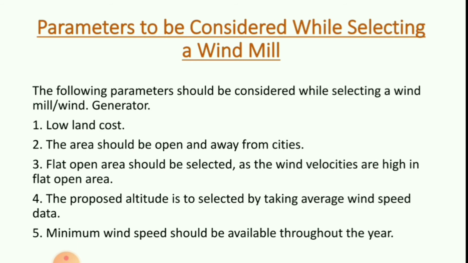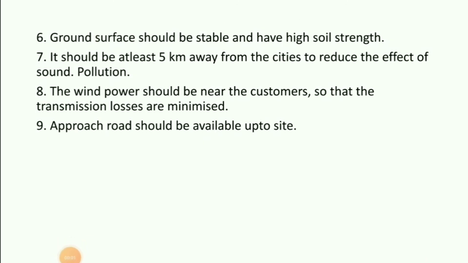Number 5. Minimum wind speed should be available throughout the year. Number 6. Ground surface should be stable and have high soil strength. Number 7. It should be at least 5 km away from the cities to reduce the effect of ground pollution. Number 8. The wind power plant should be near the customer so that the transmission losses are minimized. And number 9. Approach road should be available up to the site.